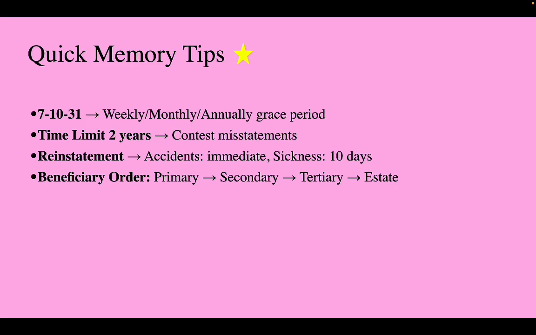Quick memory tips. To remember the most critical rules, use the July 10th, 31 rule for weekly, monthly, and annual grace periods. The time limit of 2 years applies to contesting misstatements. Reinstatement covers accidents immediately and sickness after 10 days. Beneficiary order follows primary, secondary, tertiary, then estate if no beneficiary is named. These memory aids simplify exam preparation and real-world application.